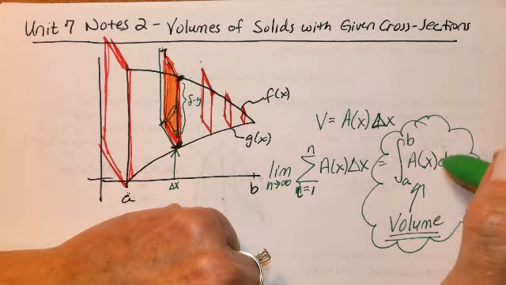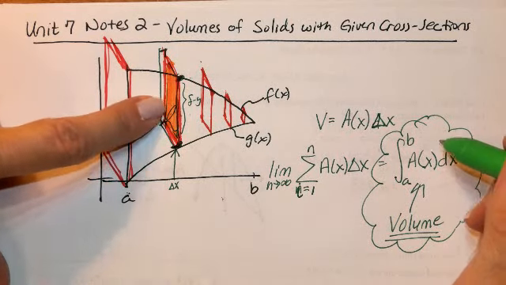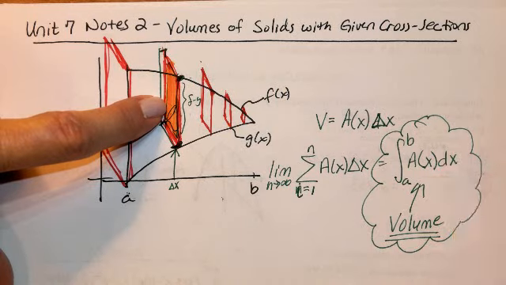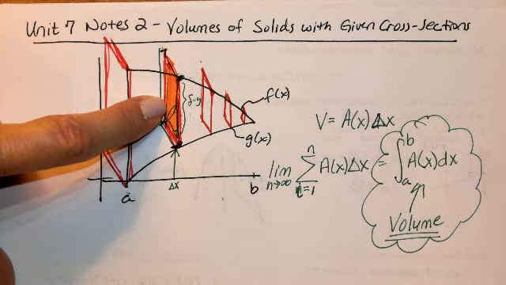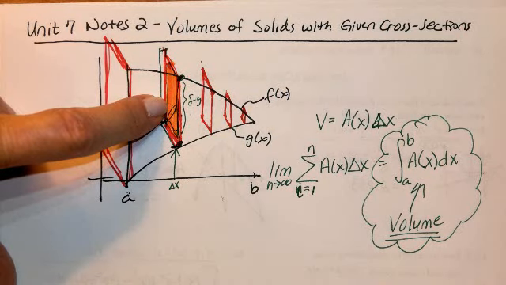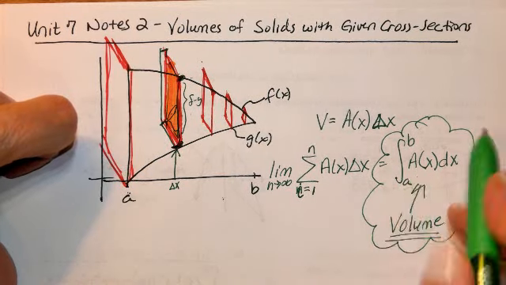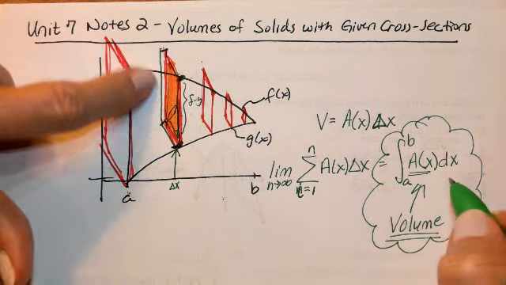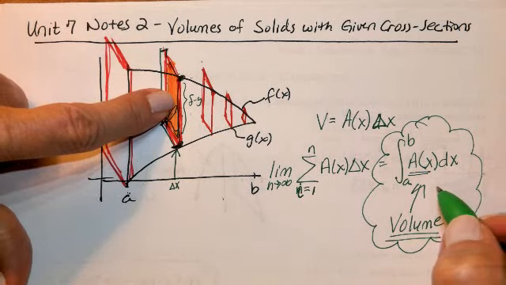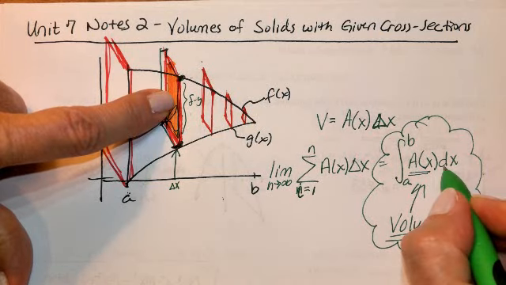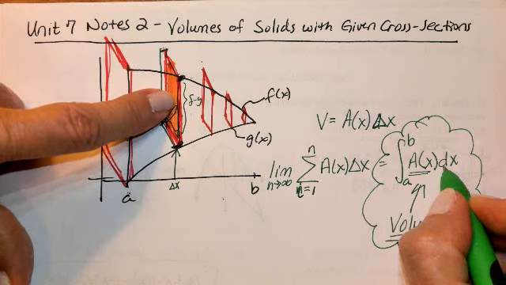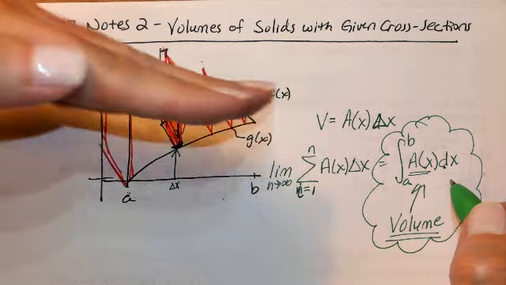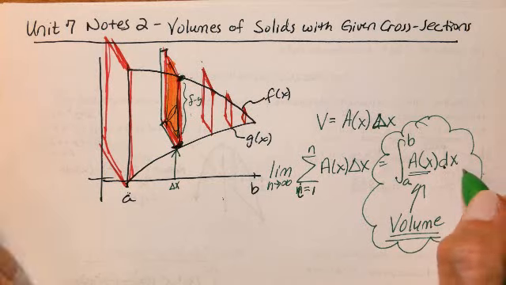This works no matter, this time they were squares. What if they were triangles? What if they were semicircles? What if they were circles? What if they were whatever? This works no matter what the cross-section is. We just find the area of the cross-section and multiply it by dx, delta x. Okay? Or if our slices were perpendicular to the y-axis, then we would need a dy, right?